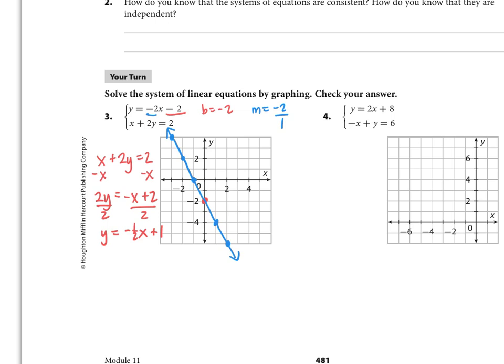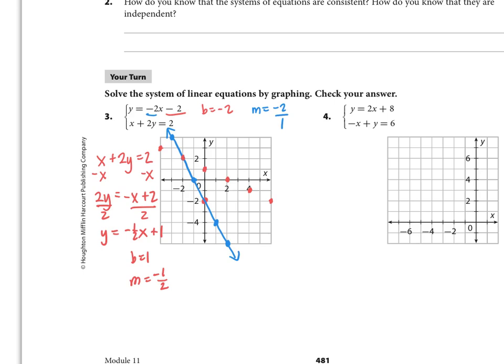So that means I'm going to start at 1. That's my y-intercept, so b equals 1. And then my slope is negative 1/2. That means I go down 1 and then right 2. So down 1, right 2. I could also go up 1, left 2.